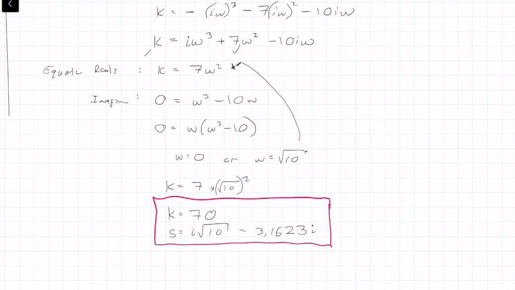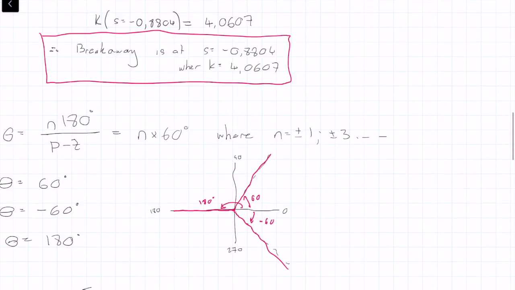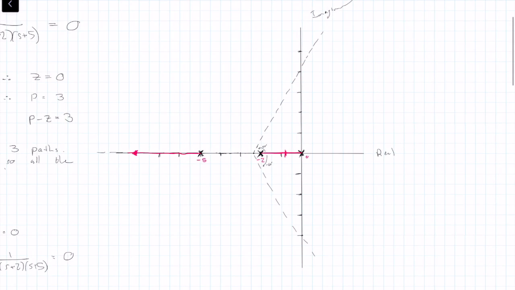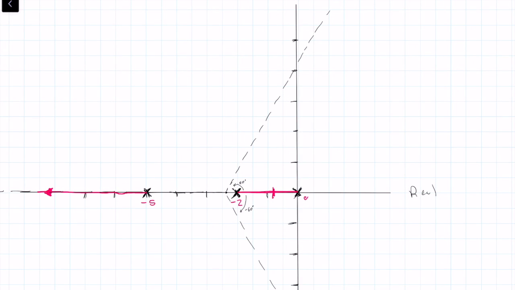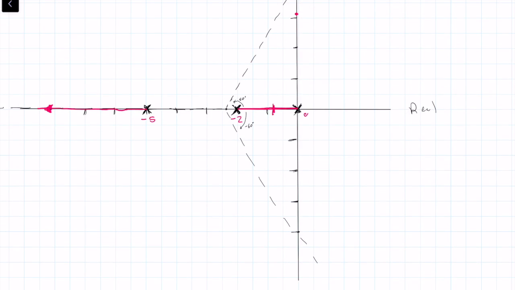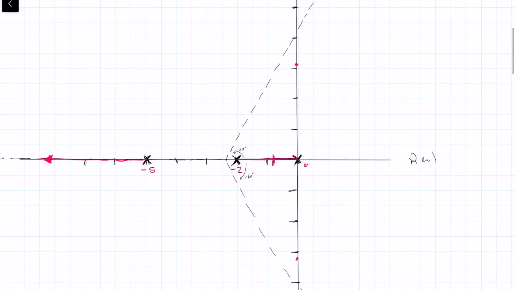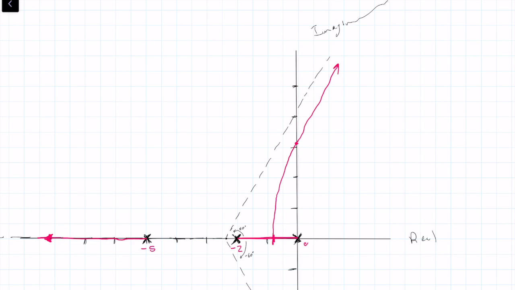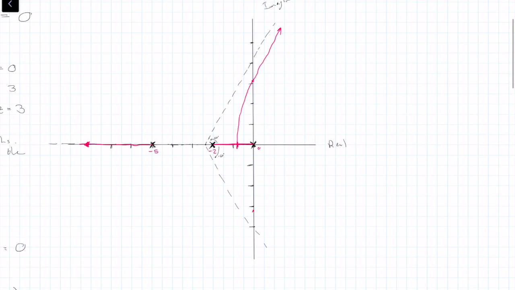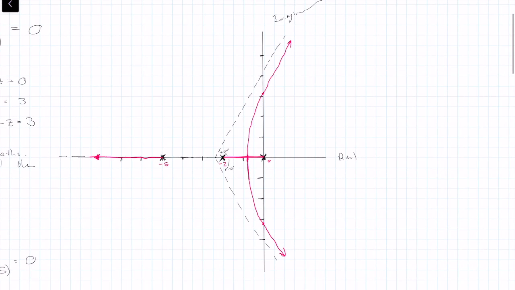So what we have is 3.16. Let's go and mark out 3.16. So that's 1, 2, 3.16 would be here, and same on the negative, so that's minus 1, 2, 3.16 is there. So it breaks away at 90 degrees, nice and perpendicular, and then goes towards the asymptotes. So it would look something like that. Okay, so that's what this root locus would look like.